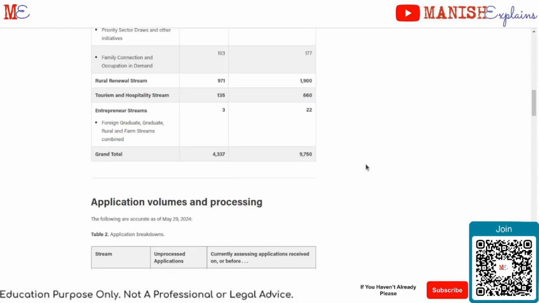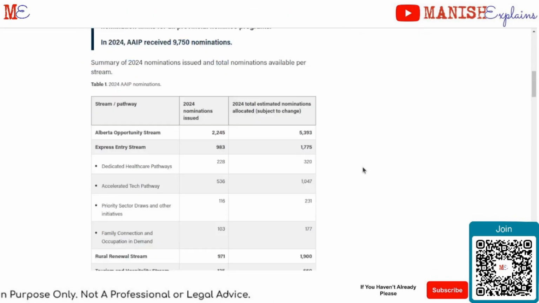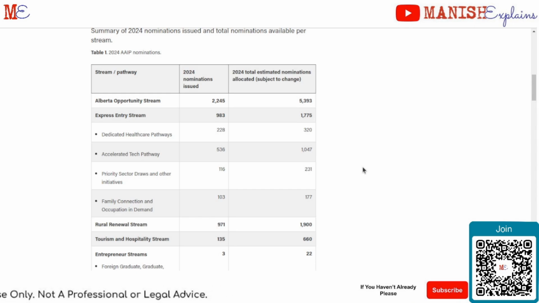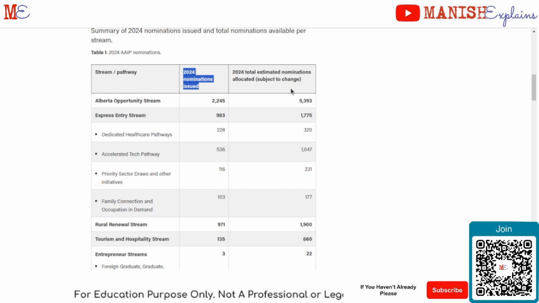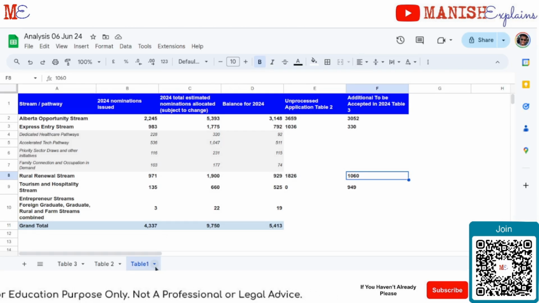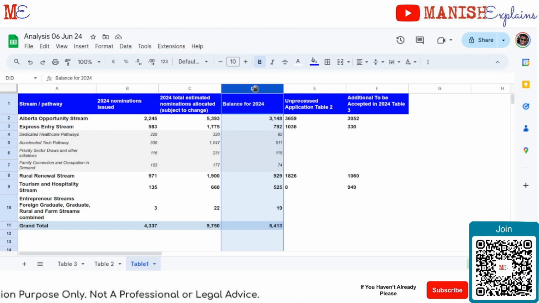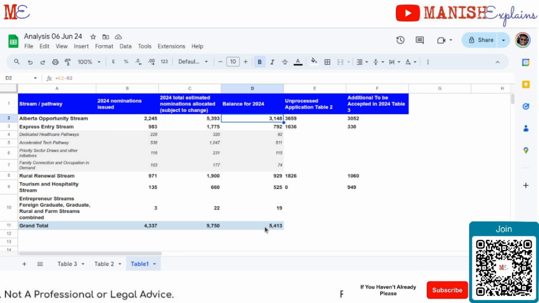If you look into the processing times and inventory, there are three sets of data declared by AAIP. The first table relates to the number of nominations issued and the total allocations for 2024. This second column is a done deal. These nominations have been issued, and 5393 is the total room. In my last video, I had prepared a short table showing how much more room is available under each stream.